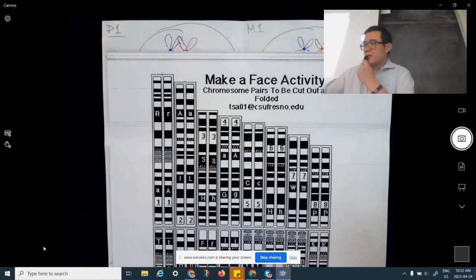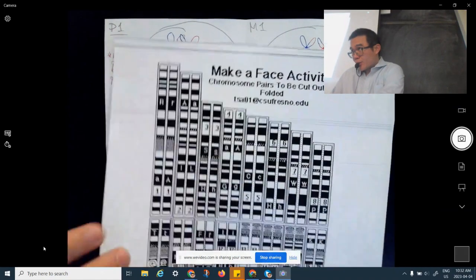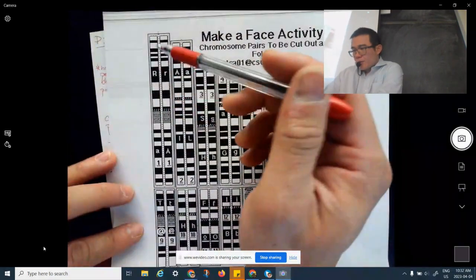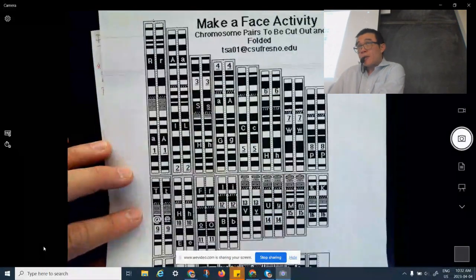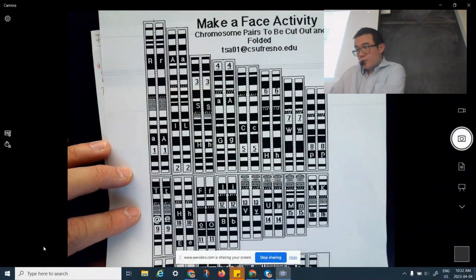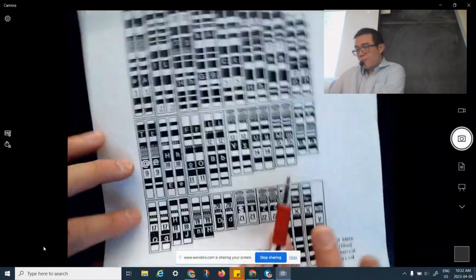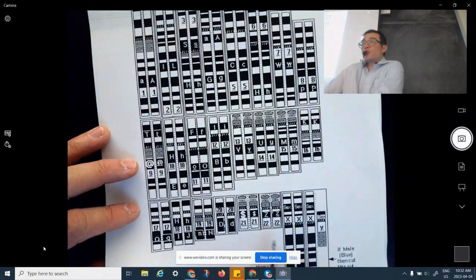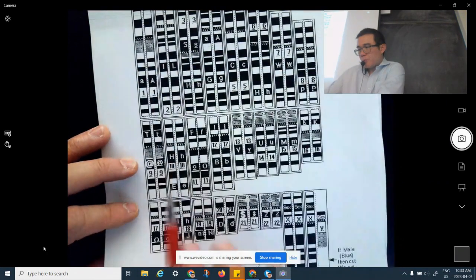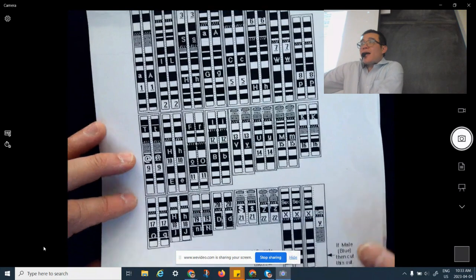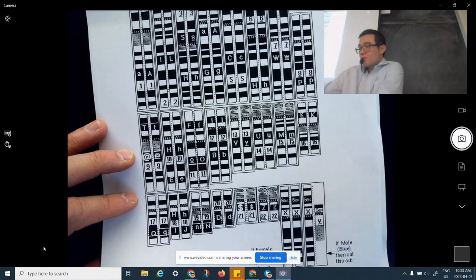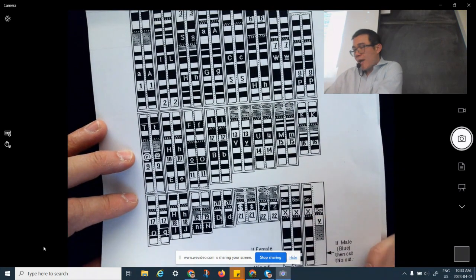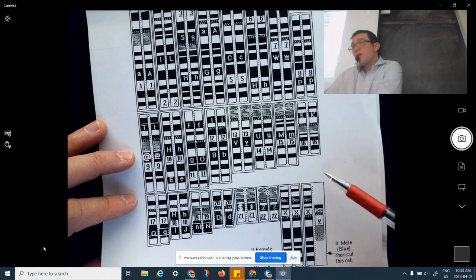So, for example, in this diagram that you are going to see later on, our regular body cells would have 23 pairs. 22 pairs would be what you call autosomal. Regardless of whether you're a boy or girl, you have those 22 pairs. And the last pair is the sex chromosome. If you're a girl, you have the XX chromosome. If you're a boy, you have the XY chromosome.